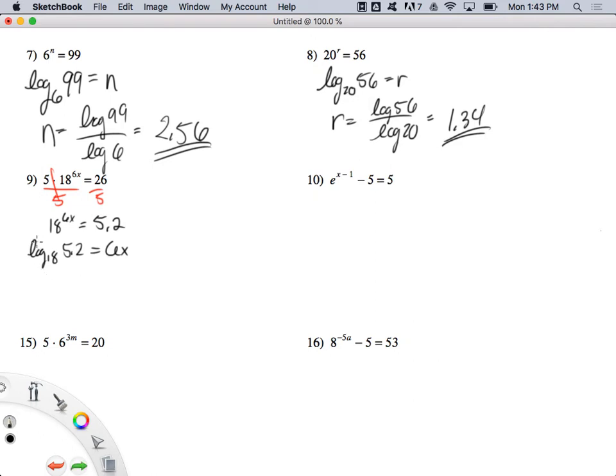I would suggest evaluating this part first, which would be log of 5.2 over log of 18 equals 6x, which is then 0.57 equals 6x, and then divide by 6. And you get x equals that divided by 6, which is 0.095. Any questions on that one? Okay, do number 15. It's almost exactly the same.